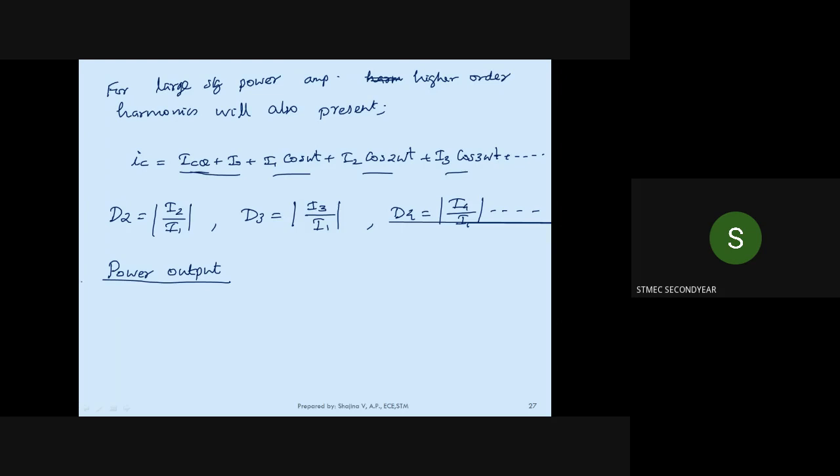Okay, so power delivered at the fundamental frequency component, that is this omega term, that is given by, I am taking it as P1 is equal to I1 square into RL divided by 2.